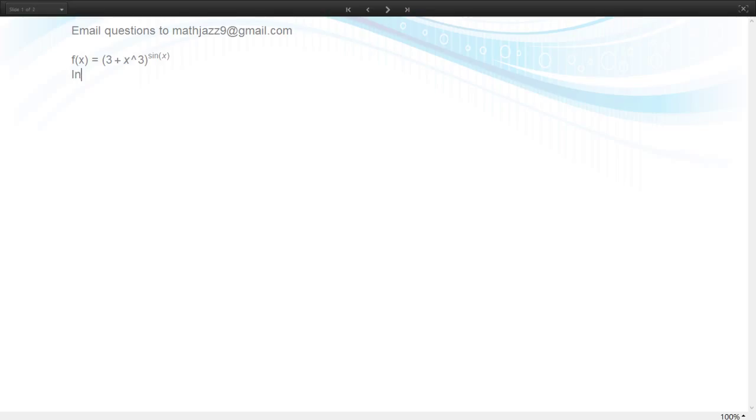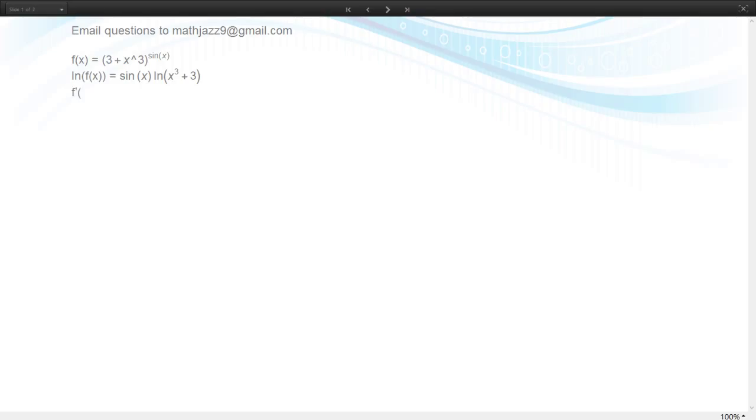We get the natural log of f of x is equal to sine of x times the natural log of, I'm going to switch the order here, x cubed plus 3. You don't have to switch the order. I like having the leading term of my polynomial being the highest powered term in the polynomial. And now we're going to take the derivative of both sides.